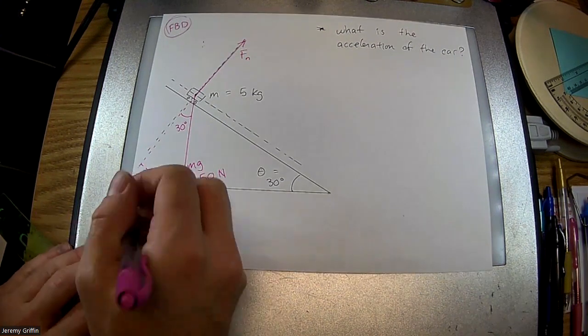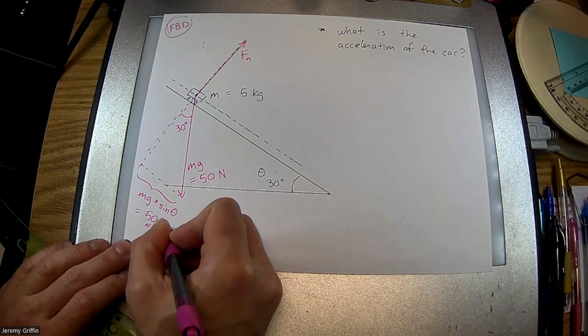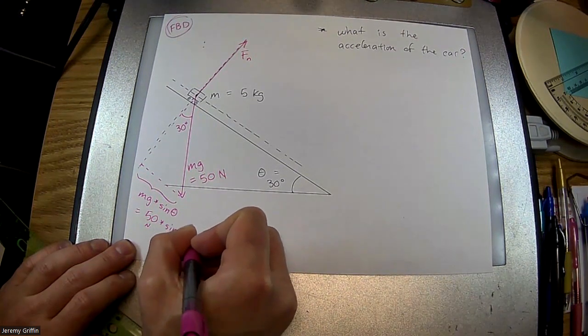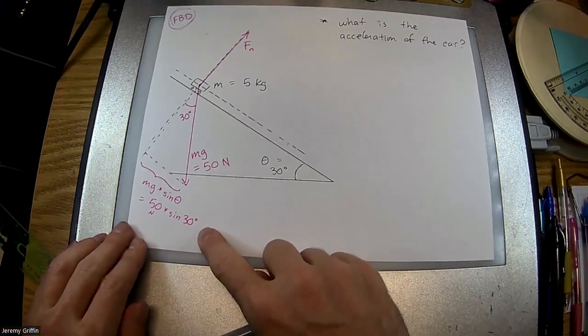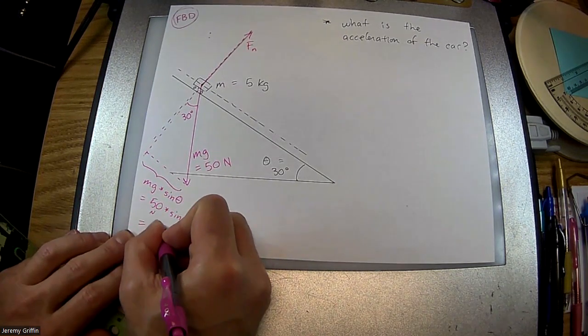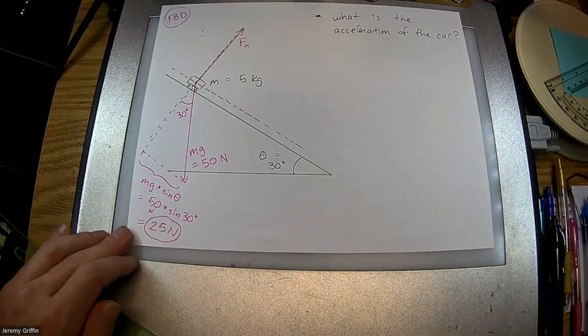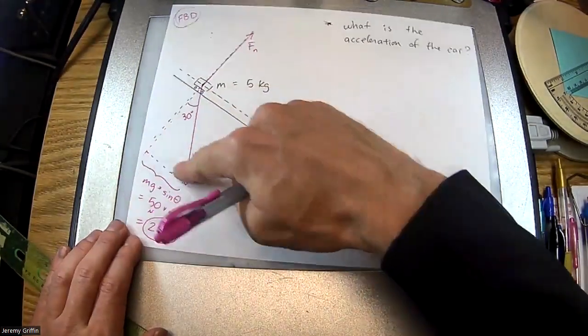Okay. So 50 newtons times sine of 30 degrees. Hey, I bet you guys can do this without a calculator. What is sine of 30 degrees? Half. Yeah. So this is 25 newtons, right? So let's hold on to that. I bet that's going to be important. So this component right here is pulling with 25 newtons.